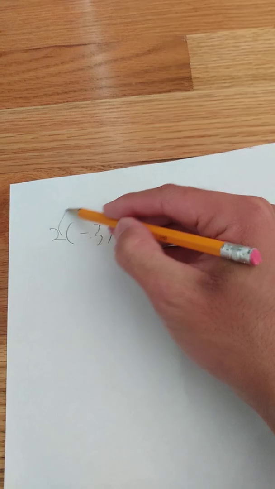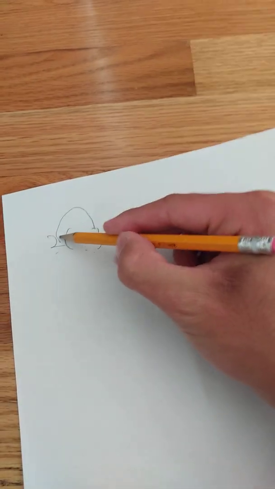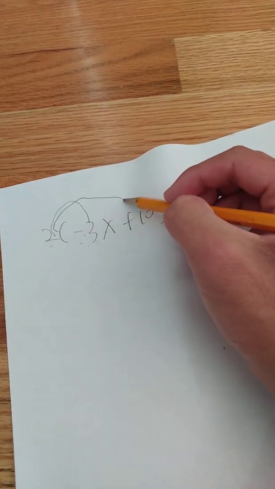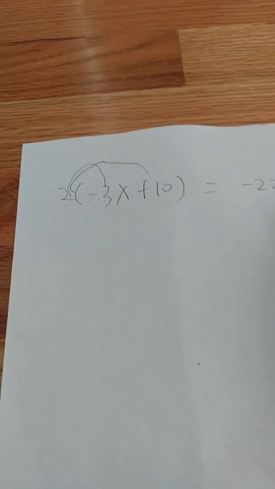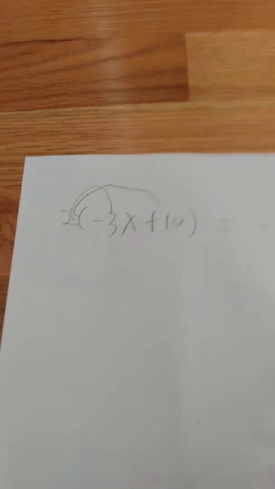2 multiplied by 3, negative 3x. Then 2 multiply that by 10. What we are doing right here is called the distributive property. So you're distributing 2 multiply that by negative 3x and 2 multiply that by positive 10.